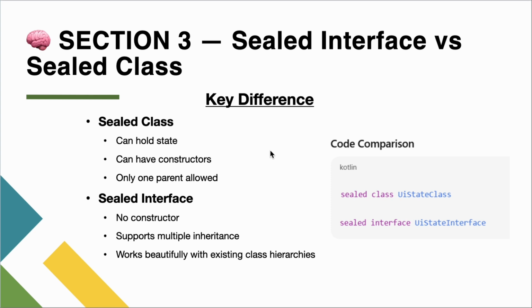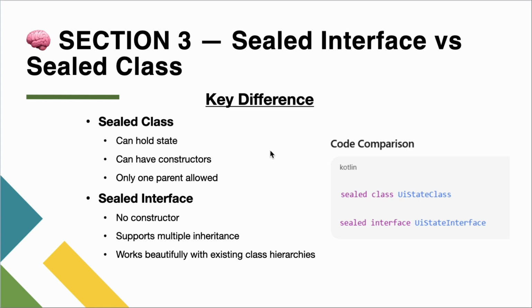Let's read some key differences. The sealed class can hold state, it can have constructors, and it can have only one parent allowed. Of course, I mean this class can be extended by only one parent. That is true. Whereas the sealed interface does not have any constructor. Of course, an interface doesn't have one. It supports multiple inheritance.